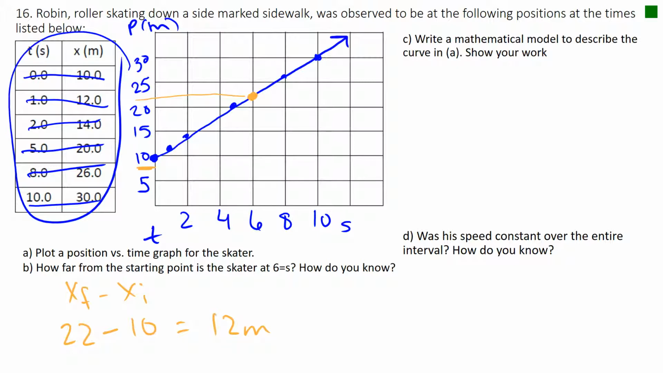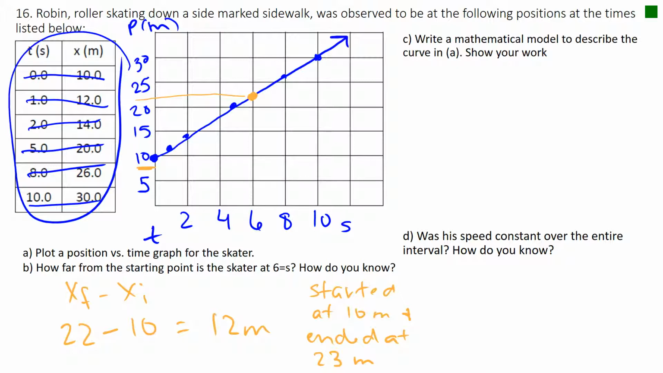And how do you know? Well, because you know that it started at 10 meters and ended at 22 meters. All right, now for number 3, we need to write a mathematical model to describe the curve.